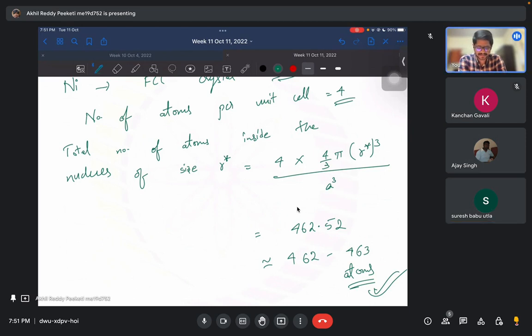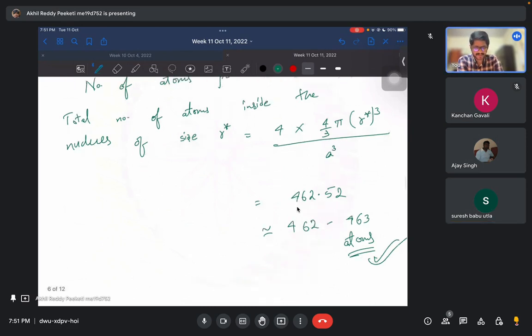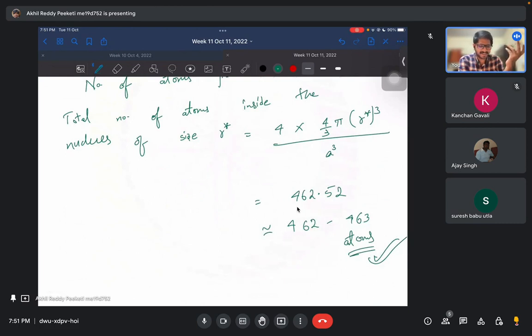For this question, let's say the answer would be given as from 455 to 475. Anything in between that will be a correct answer. So if you get in the close range, it would be fine. You don't have to give the exact answer as 462. Even if you make some numerical mistakes, that would be accounted for in the solutions. Okay. Thank you everyone.